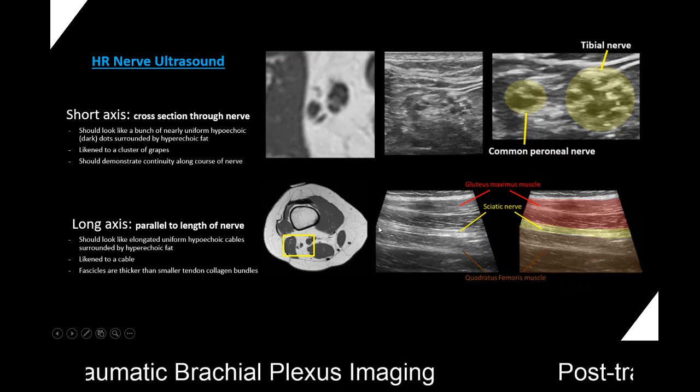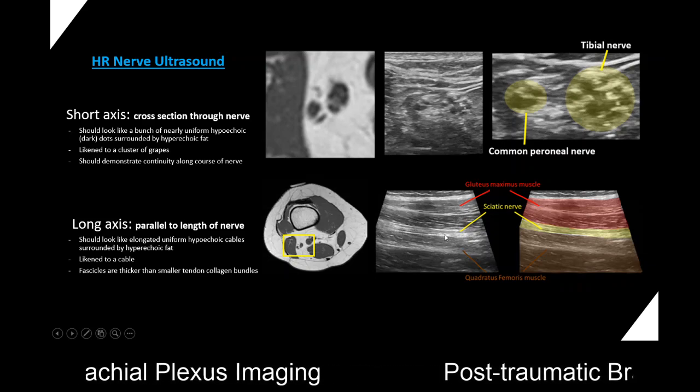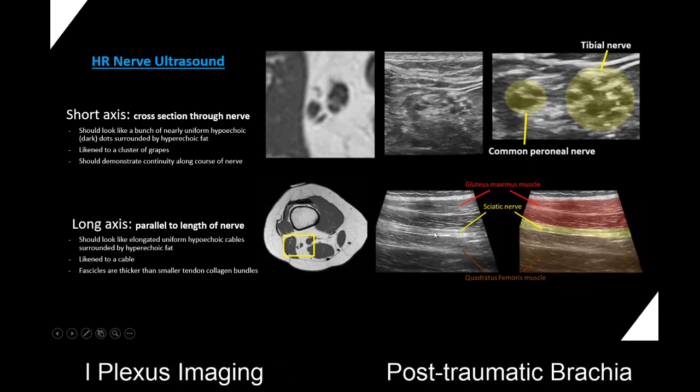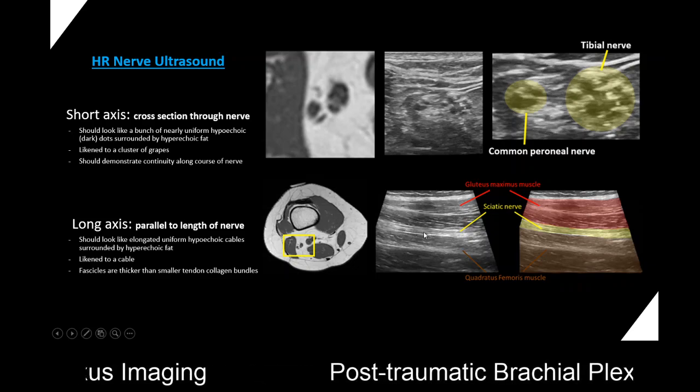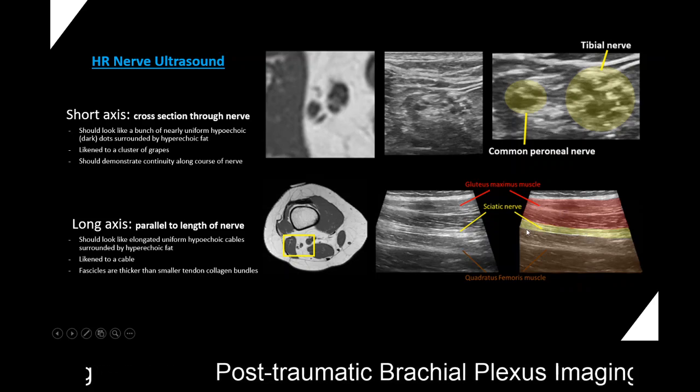Getting back to the terminology, in long axis it's been likened to cables with hypoechoic parallel fascicles surrounded by the hyperechoic connective tissue, and so here you see the sciatic nerve outlined above the bifurcation with the overlying and underlying muscles.